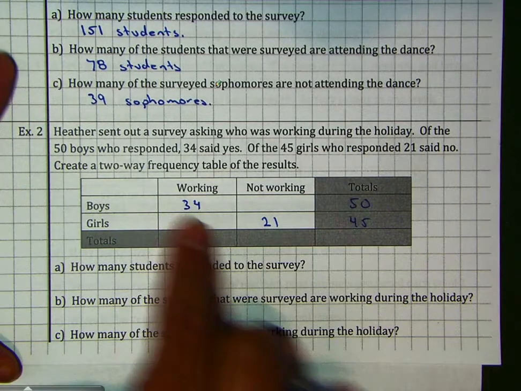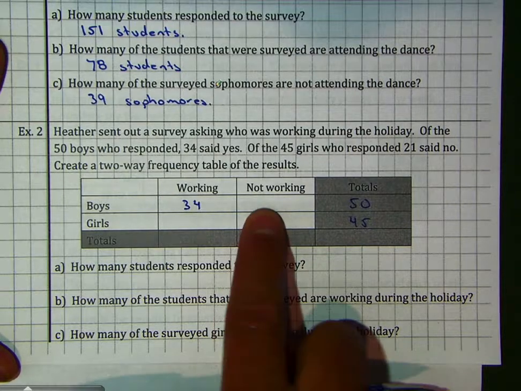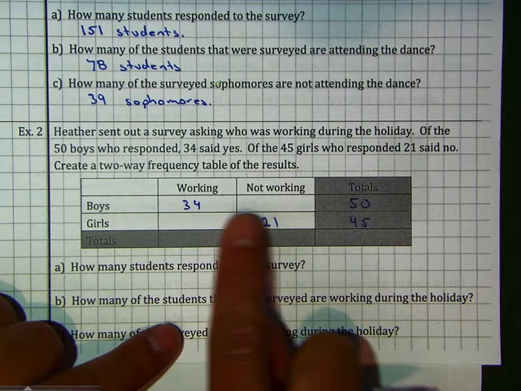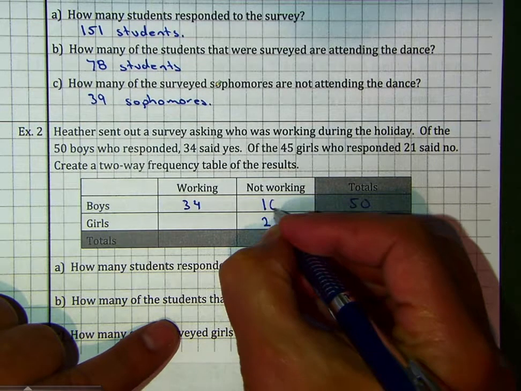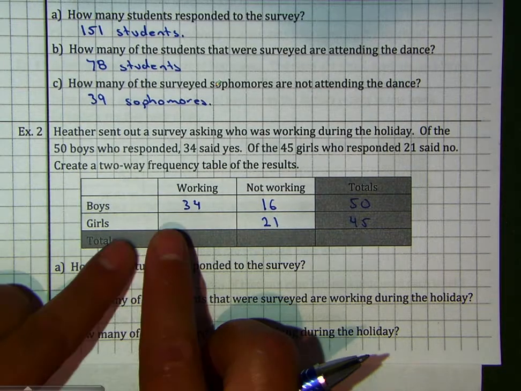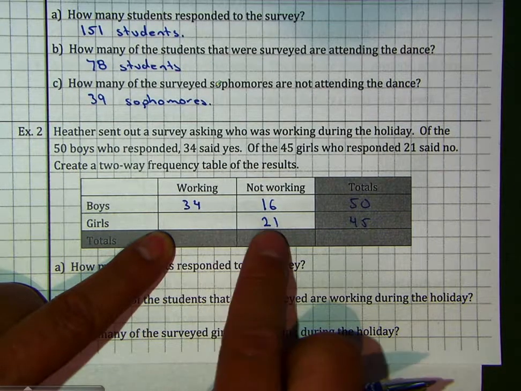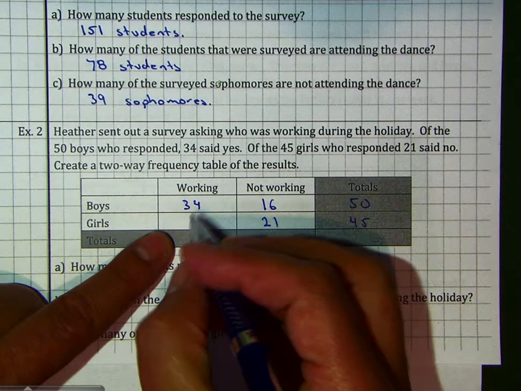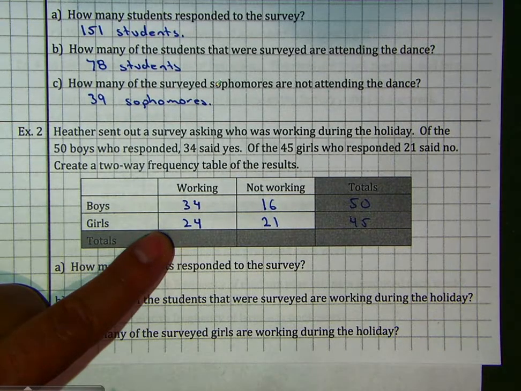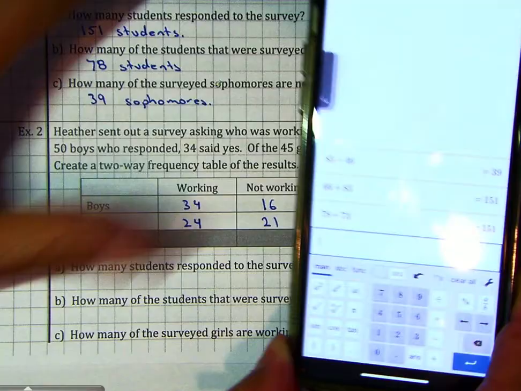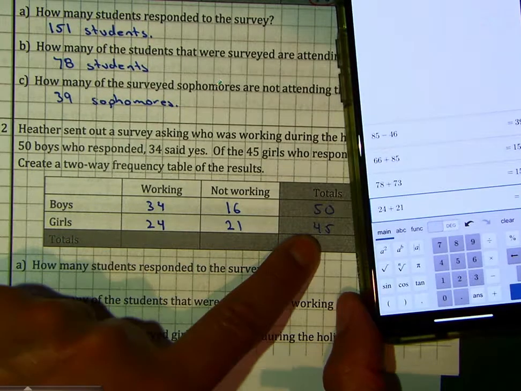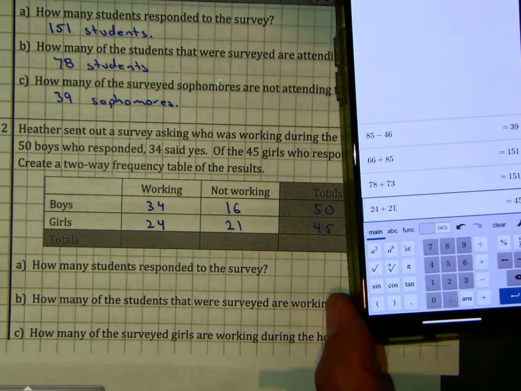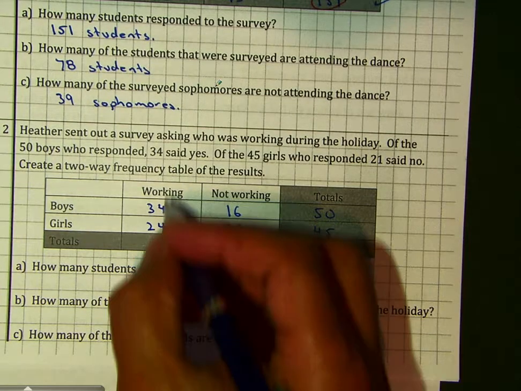So we already started to fill it out, and that's it. One number should go here. Correct. 34 plus one number gives you 50, will be 16. One number should go here. A number plus 21 will give me 45, so it'll be 24. And you can always double check. You can always do 24 plus 21 should give me 45. And now I can add my columns.